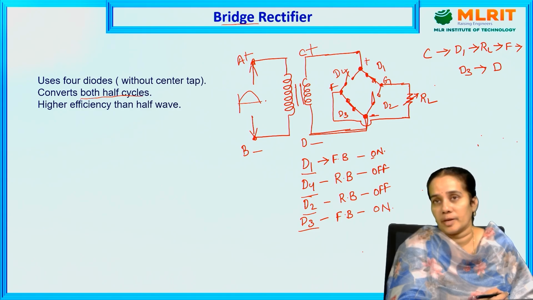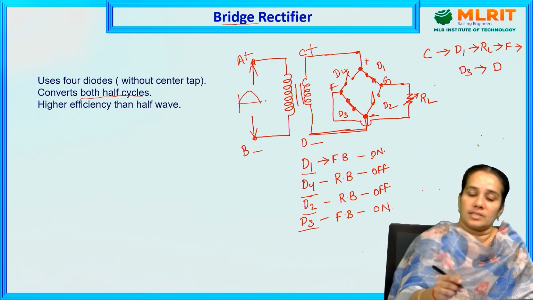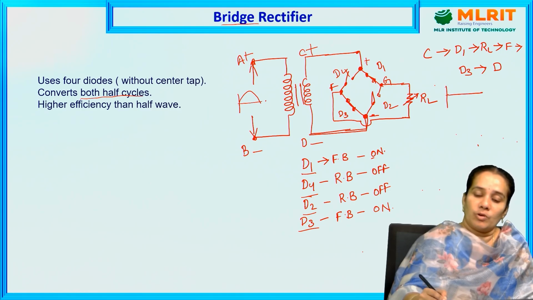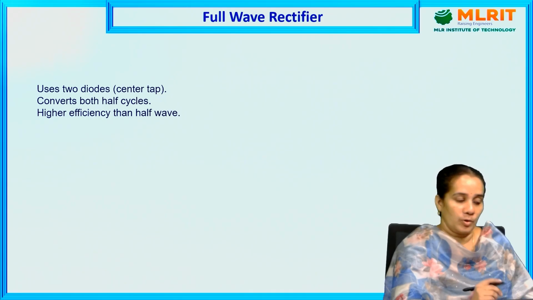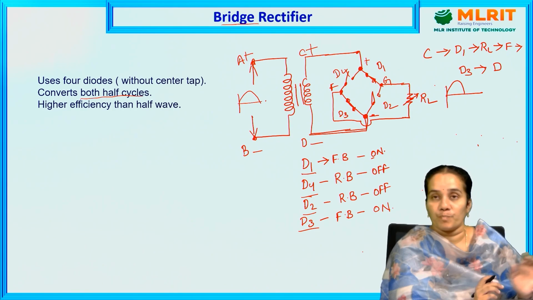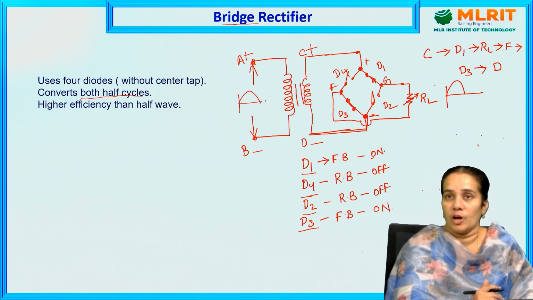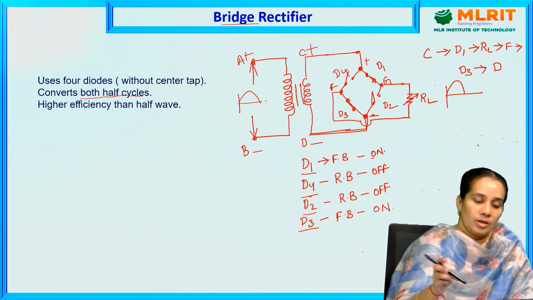When the circuit becomes a closed circuit, then there is a current flow in that circuit. When there is a current flow, then output is equal to input. What is the input? Positive half cycle. So when there is a positive half cycle as input, the output is also the same. Next, what is the next mode?